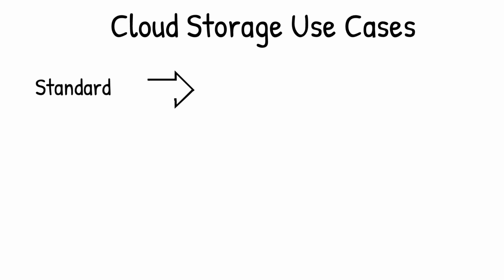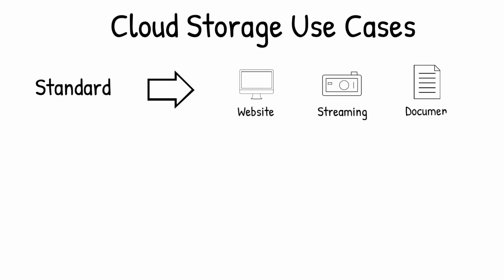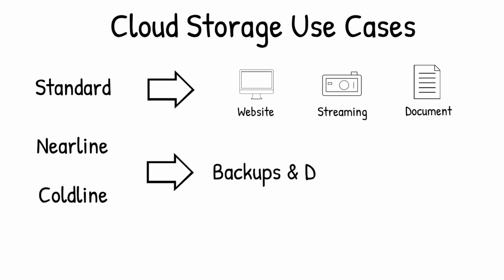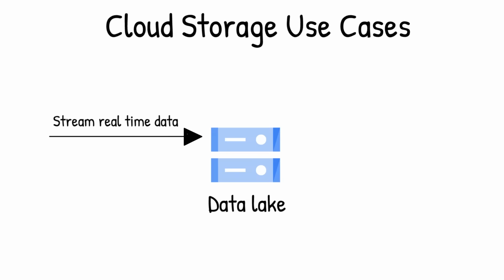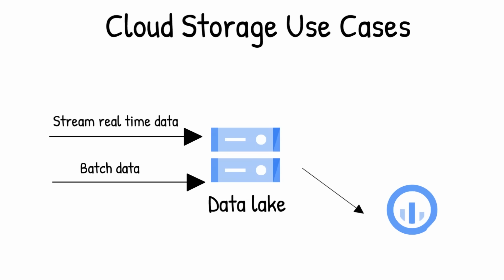Standard regional and multi-regional buckets are optimal to use for hosting static websites, streaming, and storing documents. Nearline and Coldline storage classes are widely used for backups and disaster recovery, and Archive, as the name suggests, is best for long-term archiving. Cloud storage is a great data lake choice for streaming and batch uploading data for big data and ML projects.